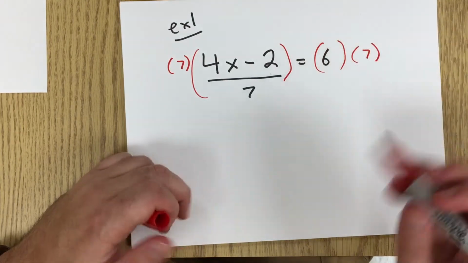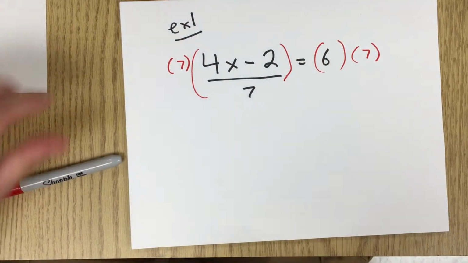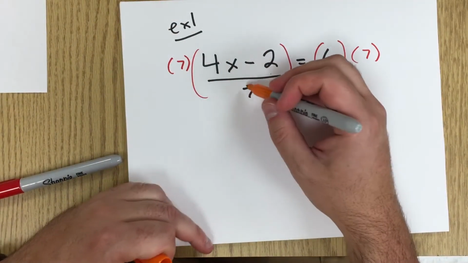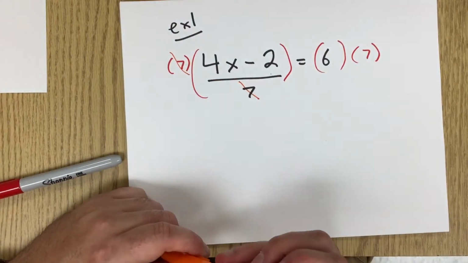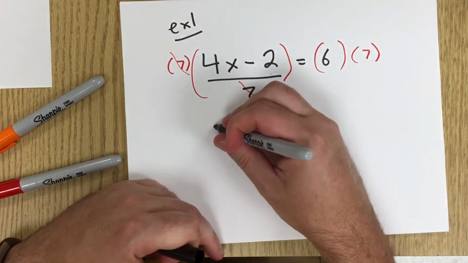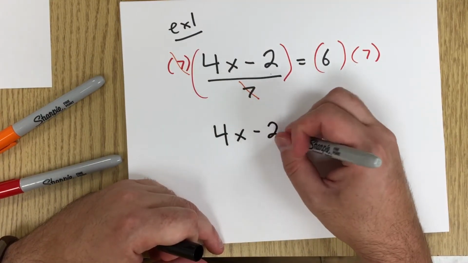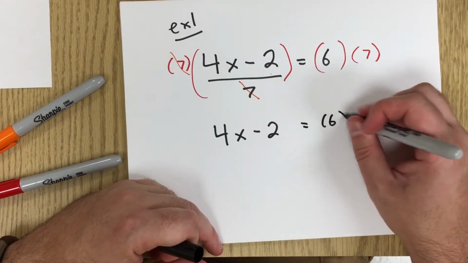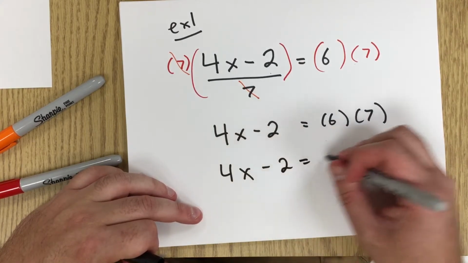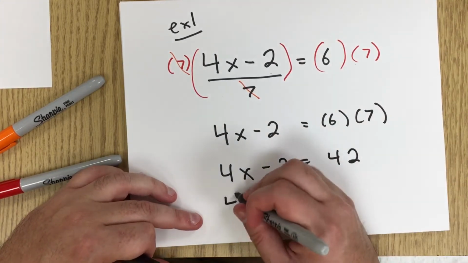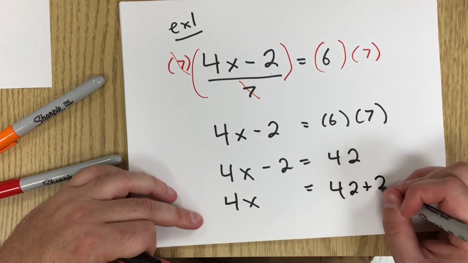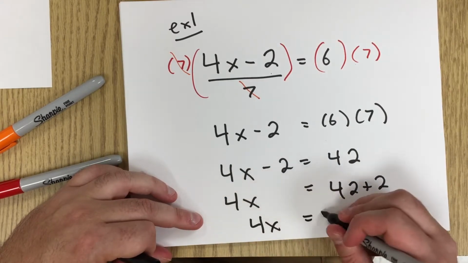We're going to multiply this by 7. And what always happens, the reason we multiply by the thing on the bottom, is that it cancels. So this and this always cancel. And then we write everything that's left. So what's left is 4x minus 2 equals 6 times 7. So 4x minus 2 equals 42. The minus 2, we're going to have it jump over. So that's going to be 42 plus 2. 4x equals 44.